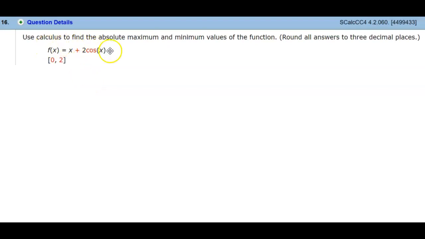Use calculus to find the absolute maximum and minimum values of the function, and then round all answers to 3 decimal places. The given function is f of x, which is equal to x plus 2 times the cosine of x, and it's on the interval between 0 and 2. So the first thing we want to do is find all critical numbers.